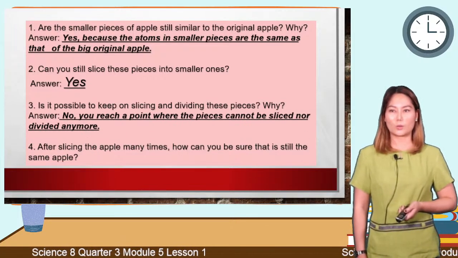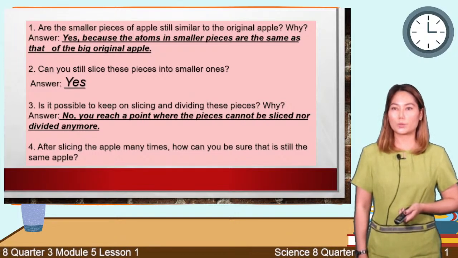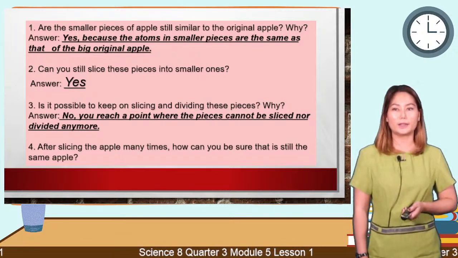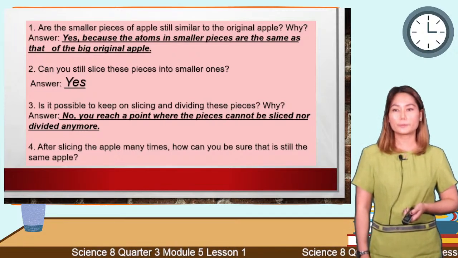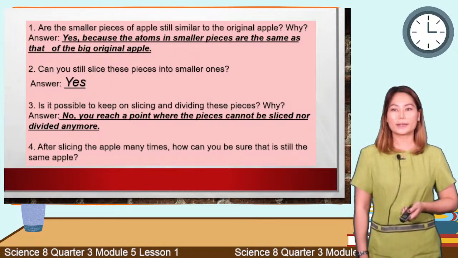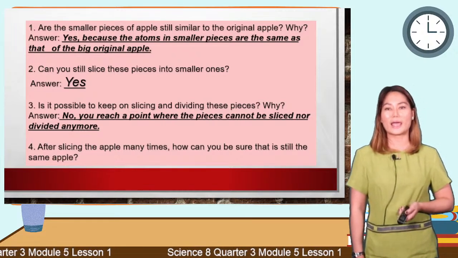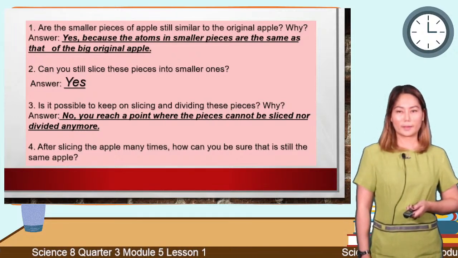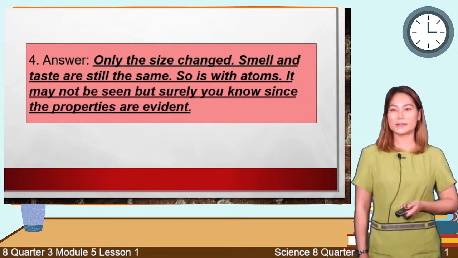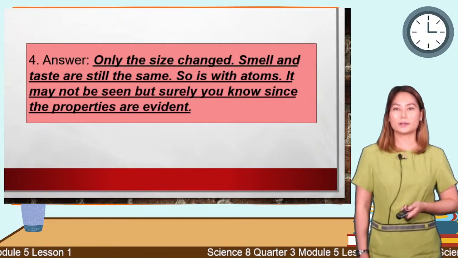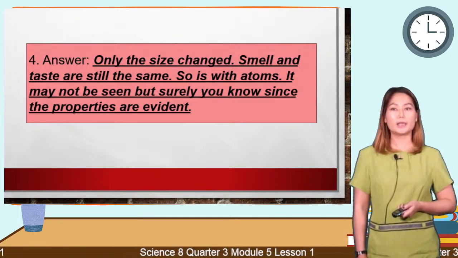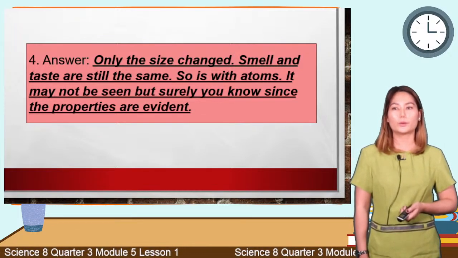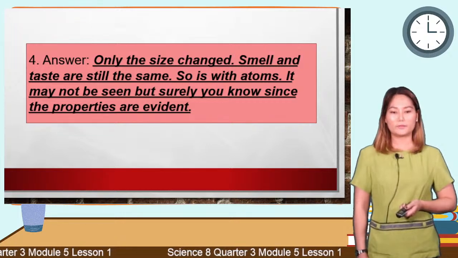Excellent, learners! The correct answer is no. You reach a point where the pieces cannot be sliced nor divided anymore. And question number 4. After slicing the apple many times, how can you be sure that it's still the same apple? What is your answer? Good job, learners! The answer is only the size changed. Smell and taste are still the same. So, it's with atoms. It may not be seen, but surely you know since the properties are evident.